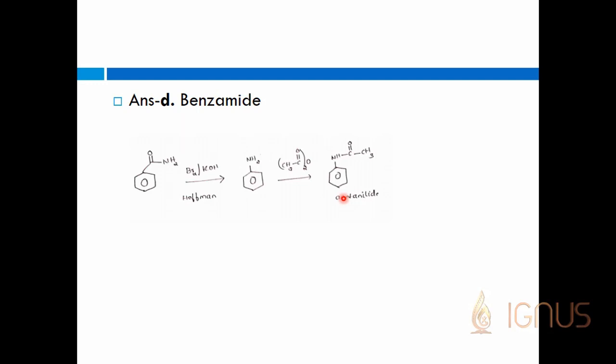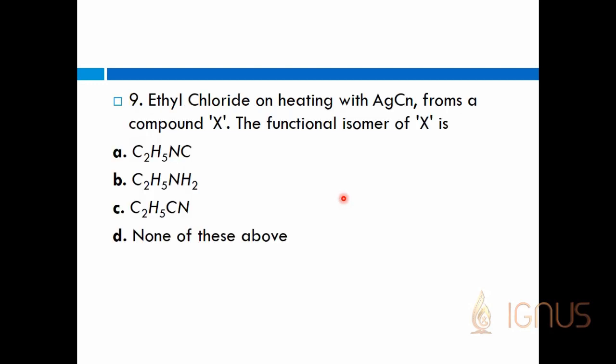Let us go to the next one. Question number 9. Ethyl chloride on heating with AgCN forms a compound X. There is a functional isomer for X. What is that functional isomer? Try to find the best possible answer.